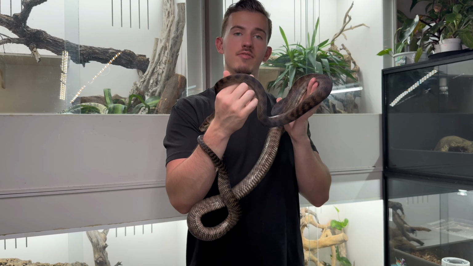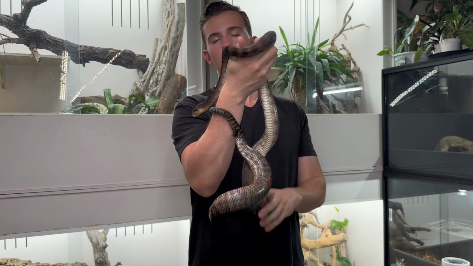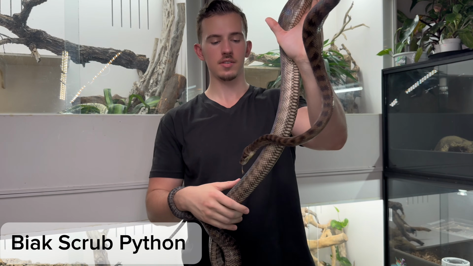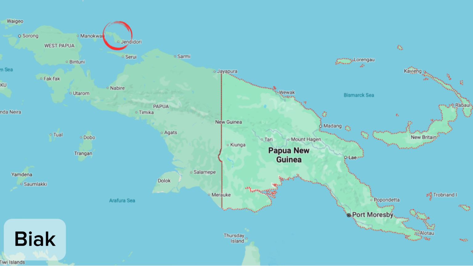All right, so this is the final type of northern scrub python. This is the Booc scrub python. And as the name would suggest, these are from Booc Island, which is east of the Bird's Head Peninsula in Papua New Guinea. And these are probably the strangest scrub python. They're really unlike anything else.